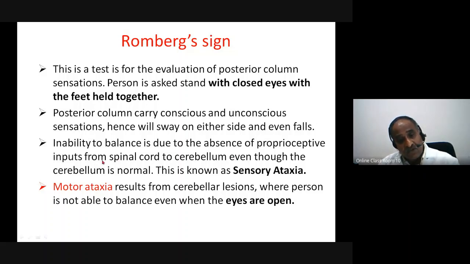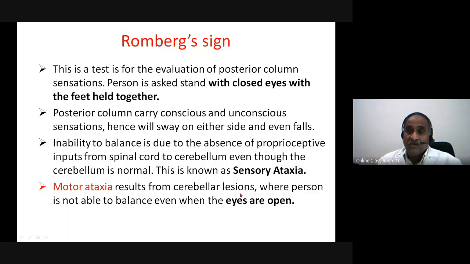Okay, now the cerebellum is normal in this situation. In this situation, the problem is with the posterior column, that is the sensations going up, the fibers reaching the cerebellum. It's not the cerebellum per se. This is called a sensory ataxia.